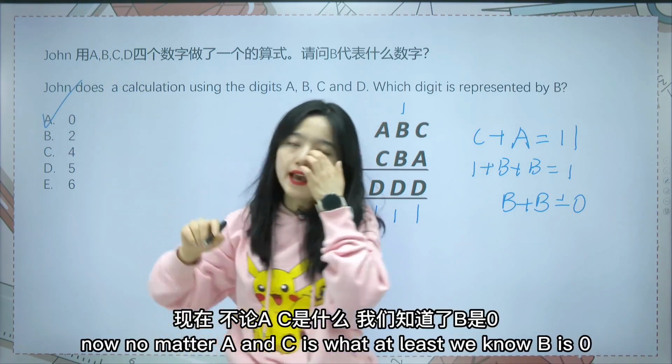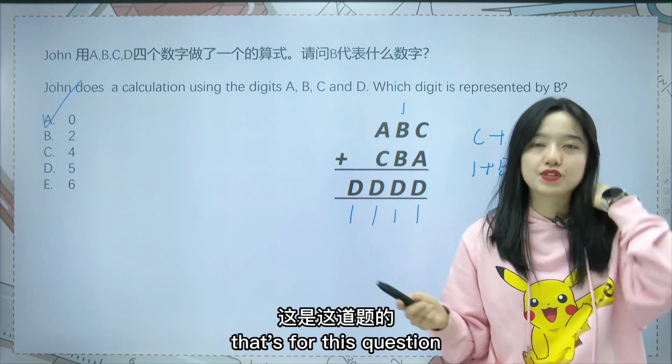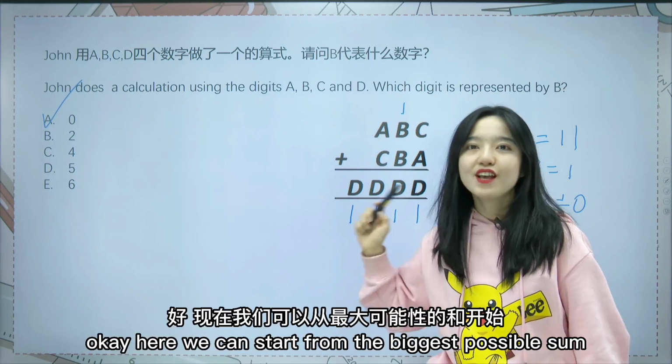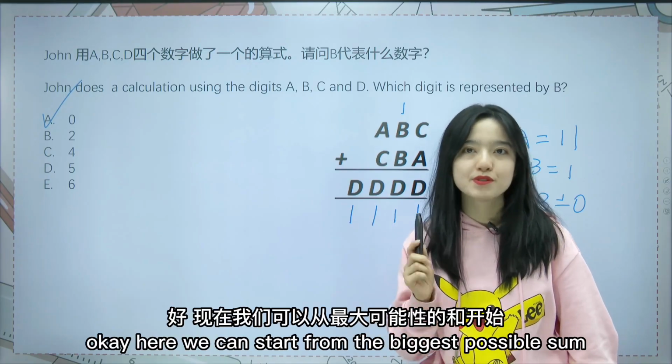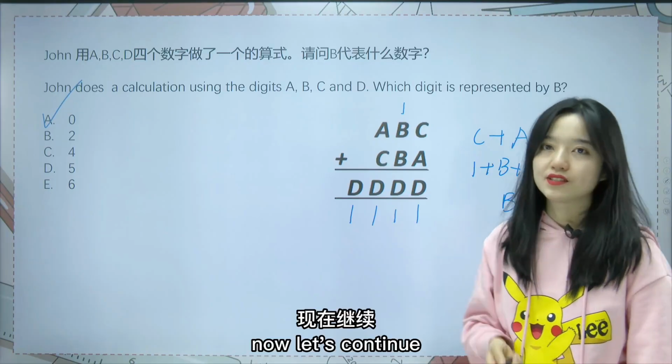Now, no matter what A and C are, at least we know B is 0. That's for this question. Here we can start from the biggest possible sum and solve the question step by step. Now, let's continue.